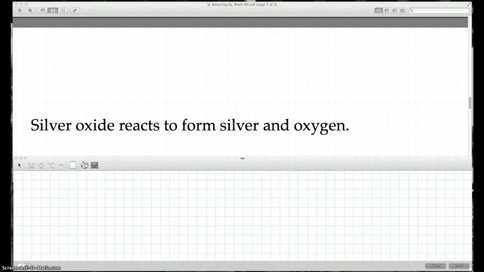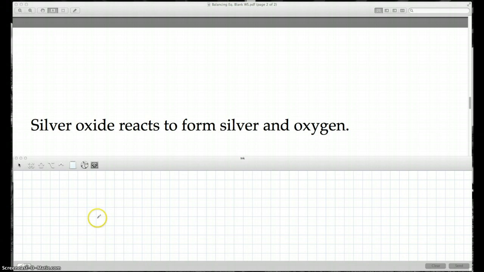Okay, so the last video for this unit, this balancing unit, has to do with balancing word equations. On the screen there, silver oxide reacts to form silver and oxygen. So what we need to do is write out a balanced equation for that word equation. First thing we need to do is write the symbols out.